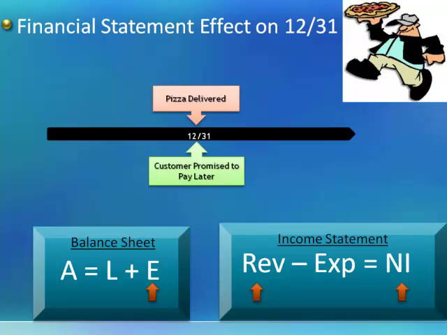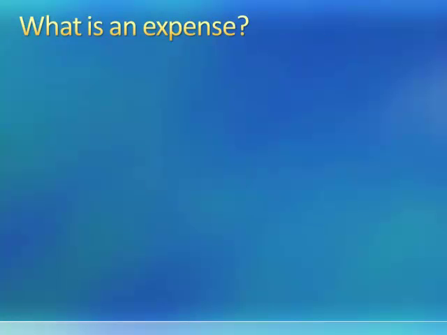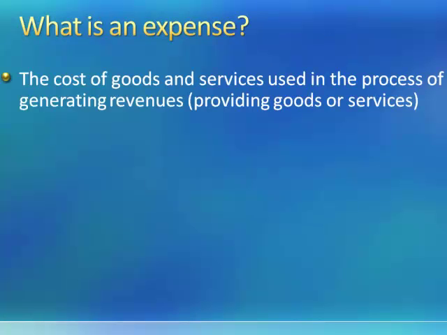That means we have a future economic benefit. If we expect to get benefit in the future, and in this case we do, we have an asset. So we have an increase in assets. The result of this transaction is an increase in revenues, net income, and equity, and also assets. Now let's take a look at expenses.